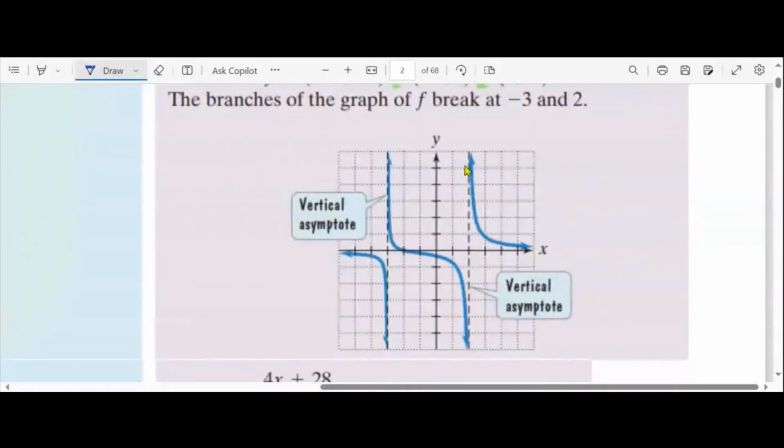If you graph this, as you can see here, this is the graph. You see this dotted line? That's called a vertical asymptote. What does vertical asymptote mean? It's a line that the graph does not touch and does not cross. And sometimes there is a horizontal asymptote coming this way.